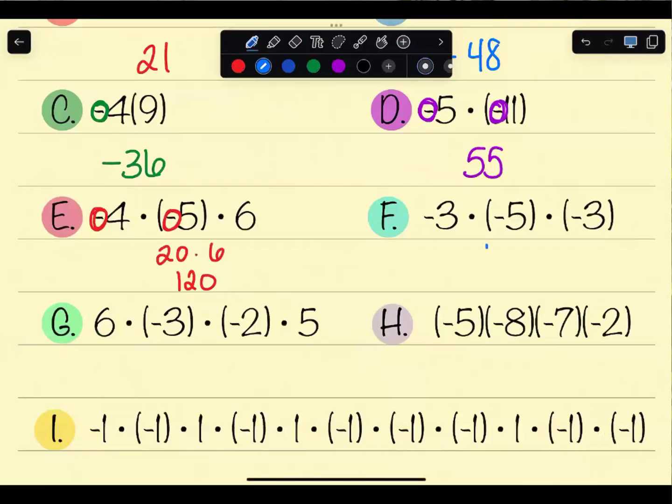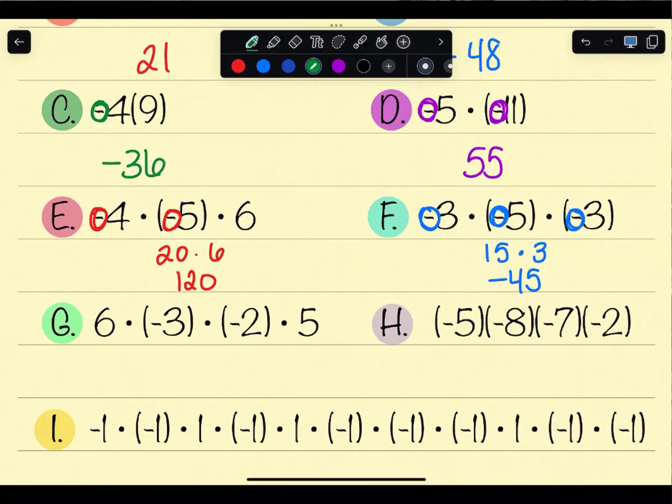Example F. 3 times 5 is 15. 15 times 3 is 45. But I've got 1, 2, 3 negatives. So it's going to be negative 45 because 3 is an odd amount. If I ask them to pair up, somebody's left out. And so that means this answer is going to be a negative.